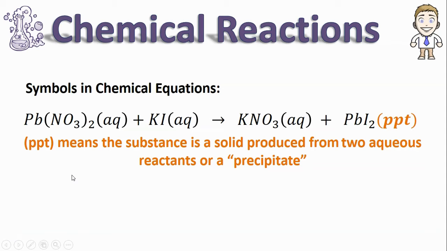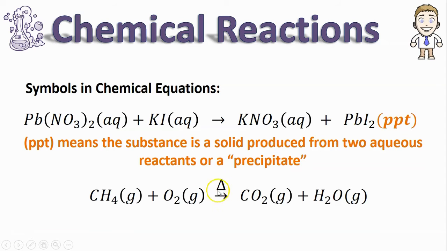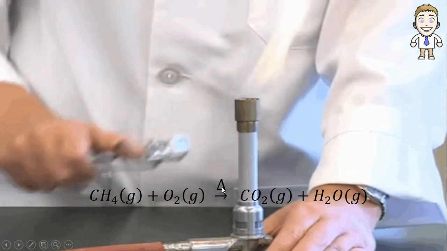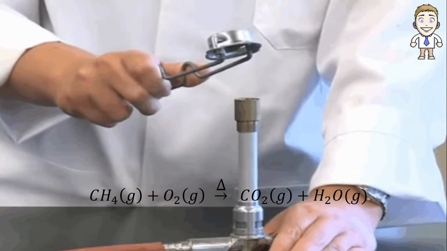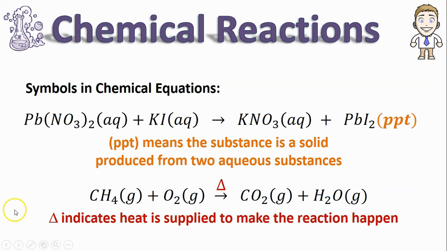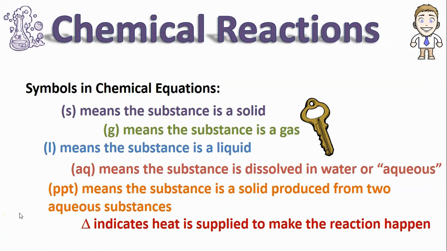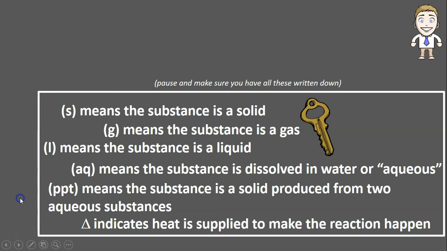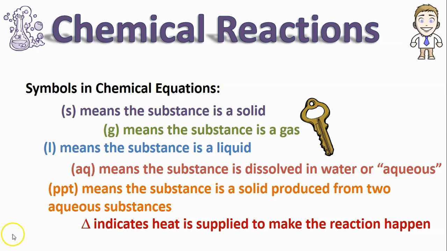And here's one final symbol in this equation. You can see a triangle, or the Greek letter delta, that's written on top of the arrow. When you see this, it means that heat needs to be supplied to make the reaction happen, much like when you have to light a Bunsen burner using a striker. So let's pause and take a moment to put all these symbols in one place on the screen. Make sure you've had a chance to write them down. They make up the key ideas for this video.